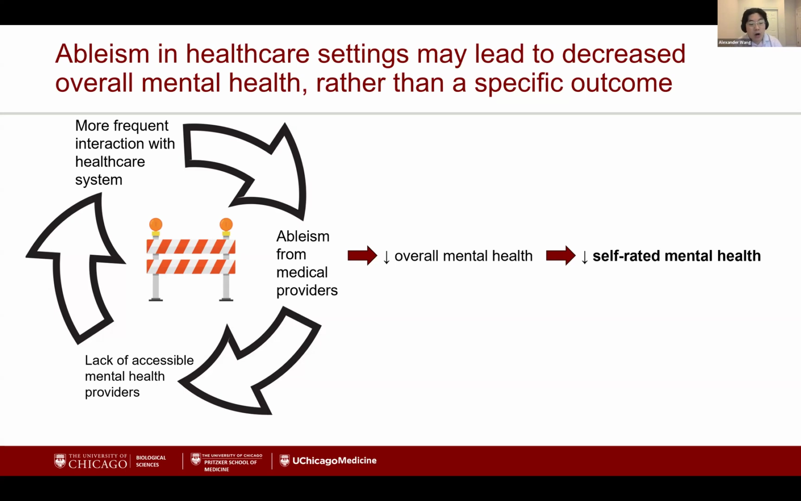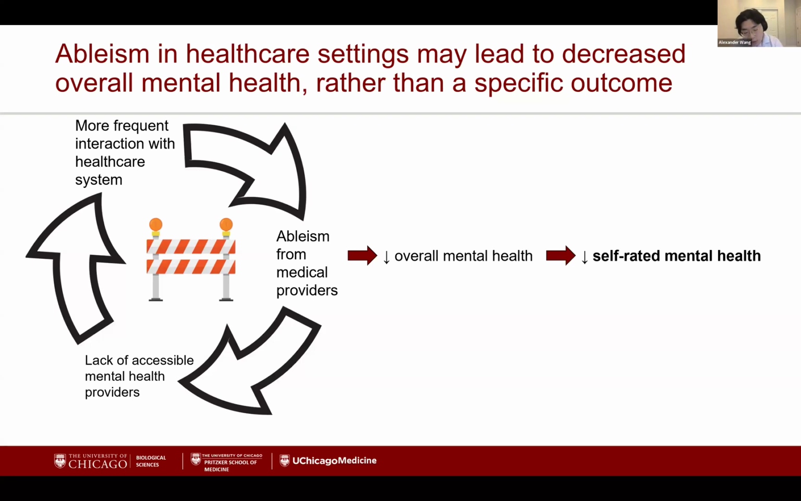And a theory for this is that this cycle of just being beaten down, being subjected to these barriers, reduces people's overall mental health, which manifests in the way of a decreased self-rated mental health rather than a particular subset of symptoms, right? So that was our leading explanation for why this may be happening.